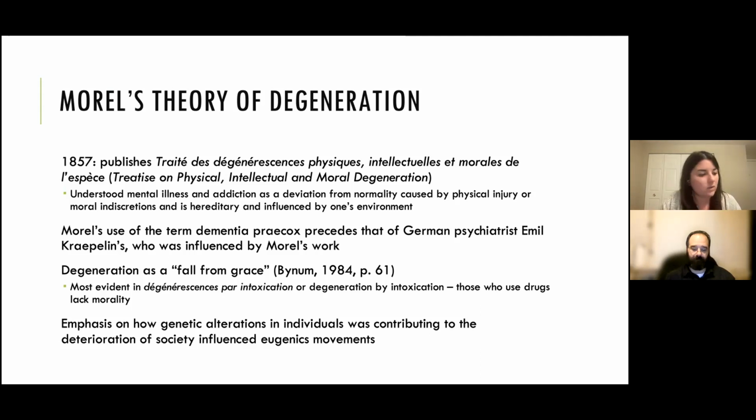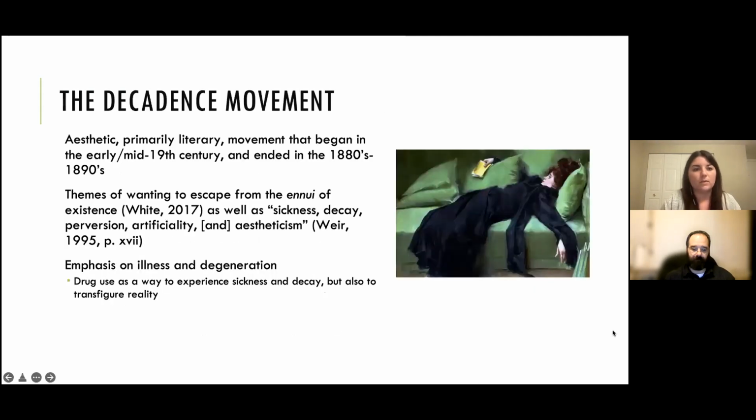So we're going to talk a little bit next about the decadence movement. The decadence movement was an aesthetic, primarily literary movement that began in the early-to-mid 19th century and ended in the 1880s, 1890s. So again, sort of the same time frame as Morel that we're talking about here. Very broadly speaking, the decadence movement captures themes of wanting to escape from the ennui of existence, as well as sickness, decay, perversion, artificiality, and asceticism.